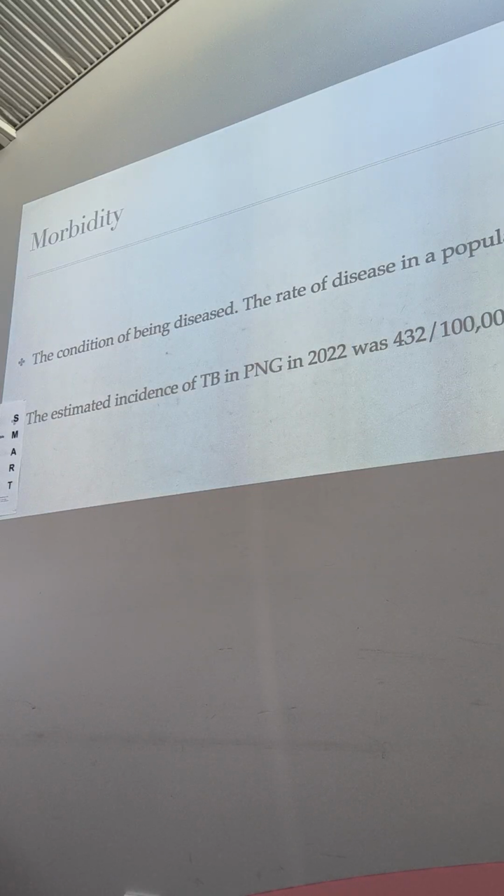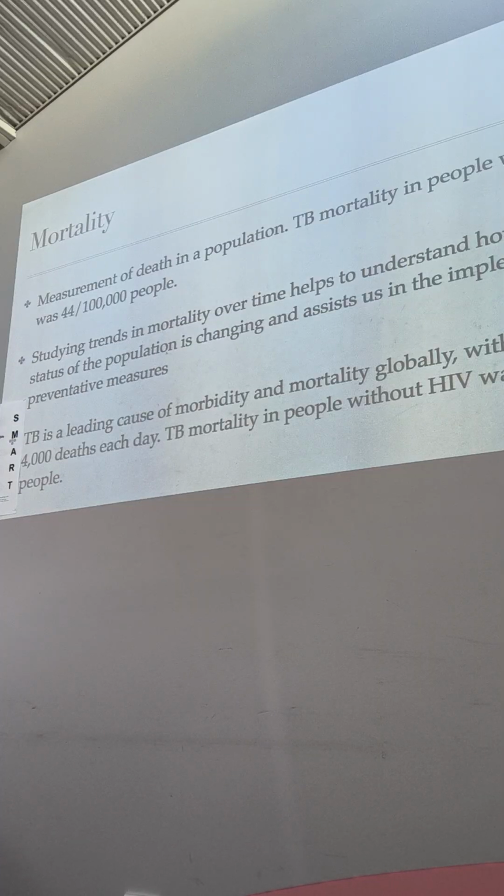Morbidity is the condition of being diseased and the rate of disease in a population. So morbidity rate we can talk about. So in TB, in PNG, say in 2022, 432 out of 100,000 people had TB. That's how many people had the disease of TB. That's morbidity. The mortality is the measure of death in a population. So the TB mortality in people without HIV was 44 out of 100,000 people.